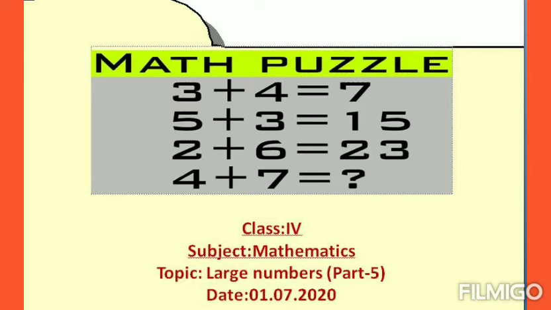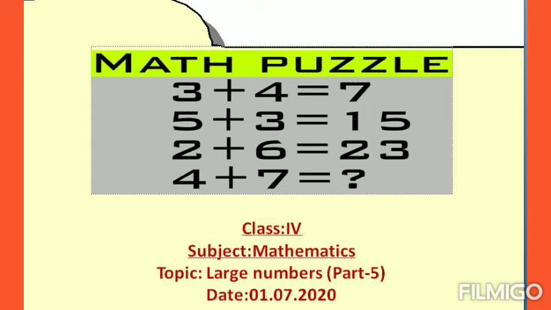Okay. See children, in the first one 3 plus 4 is equal to 7. In the second one 5 plus 3 is 8. If you add 8 and 7, you will get 15. Similarly, in the third one 2 plus 6 is 8. What is the previous answer? Now 15. So if you add 15 and 8, you will get 23.